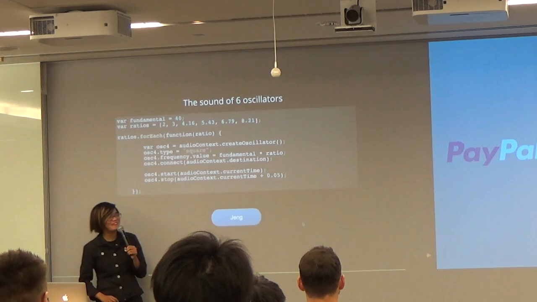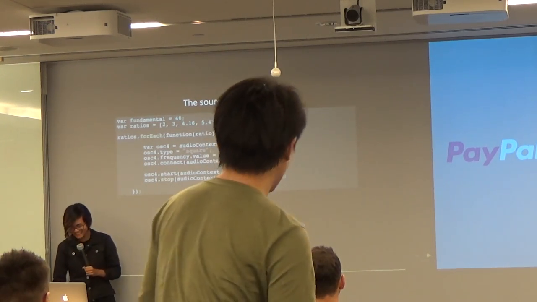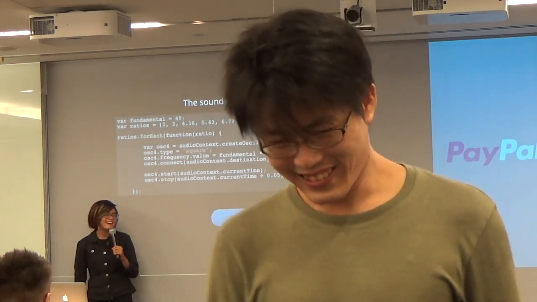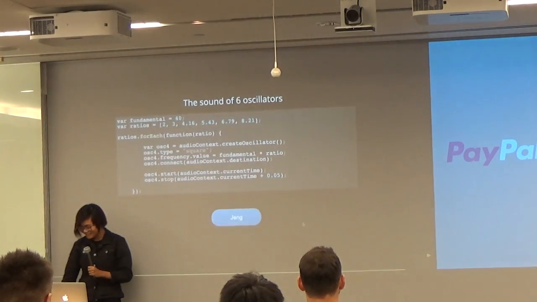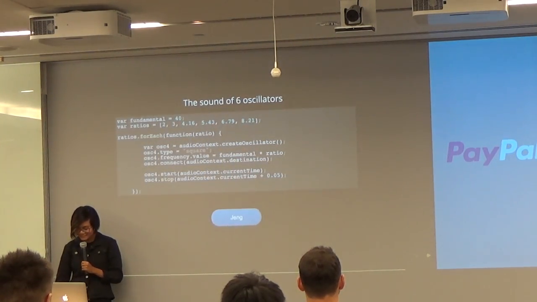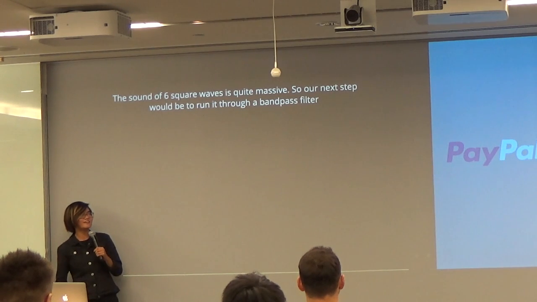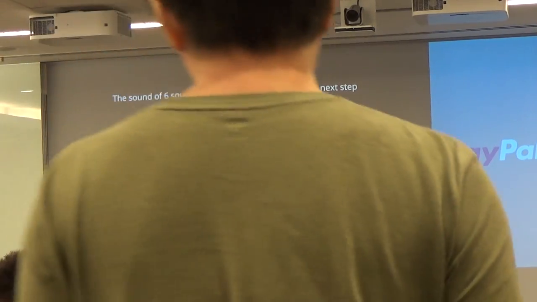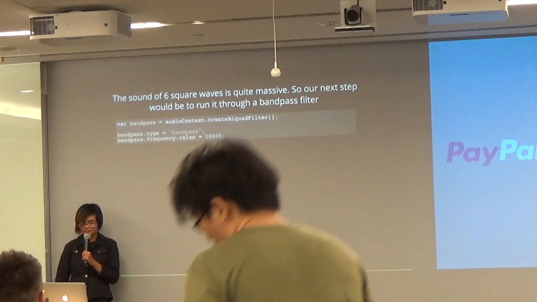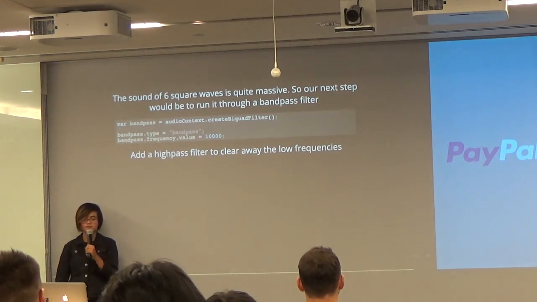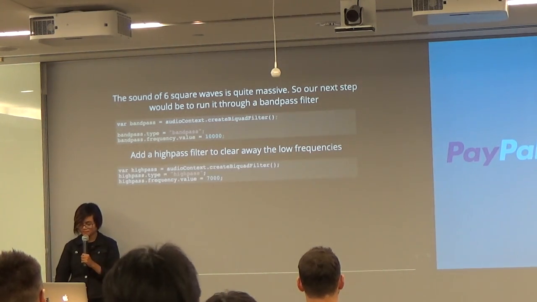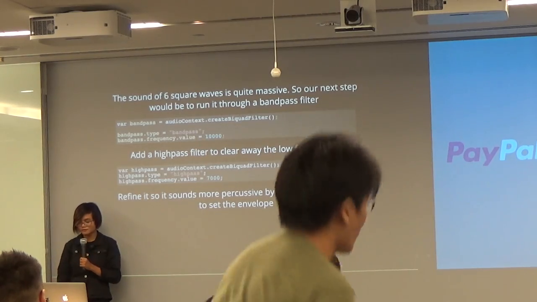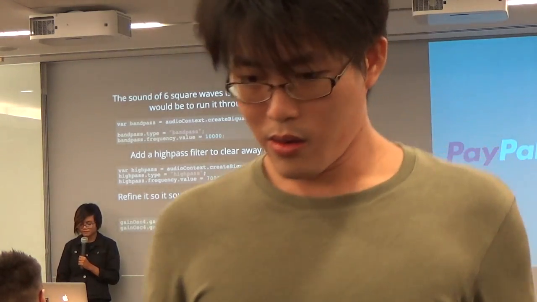It sounded much better in my headphones. I wanted the wow factor, but never mind. Anyways, so how do we make that into a hi-hat sound? We run it through a bandpass filter, then we add a high-pass filter to clear the low frequencies. Then we shape it using our gain setting.